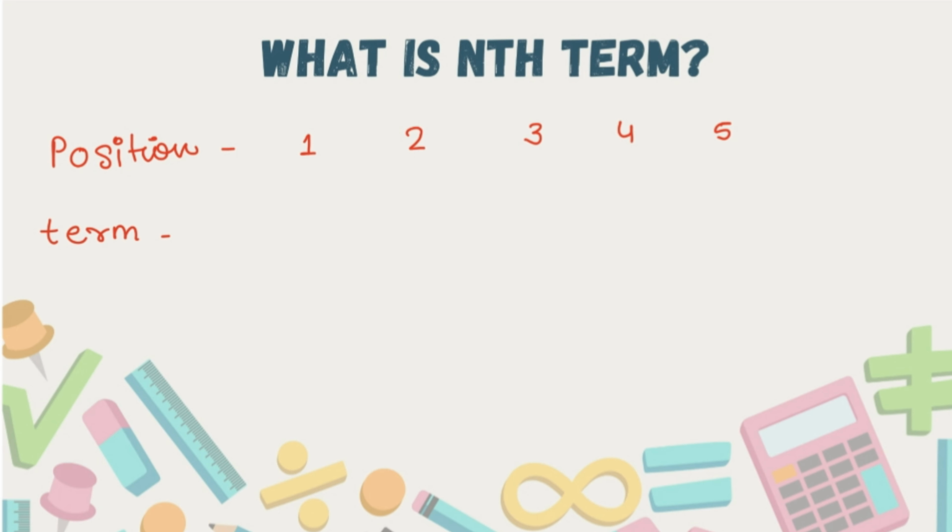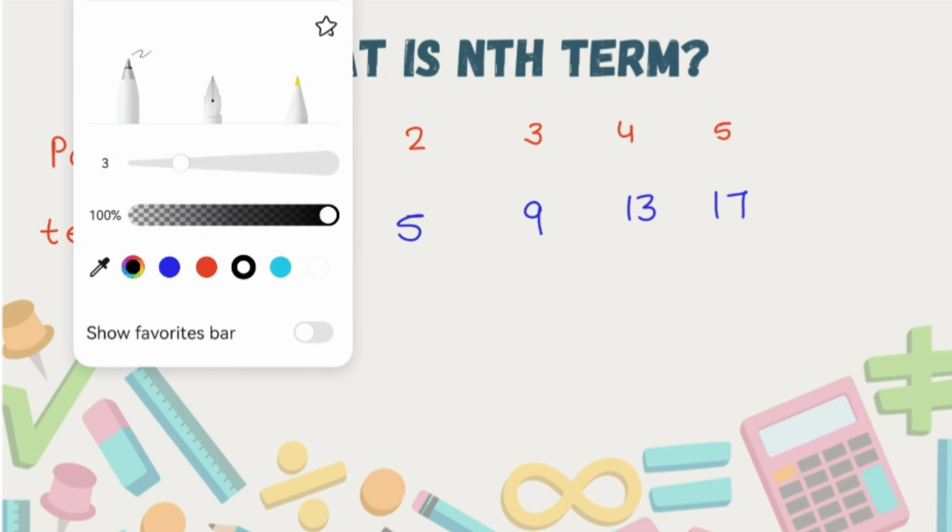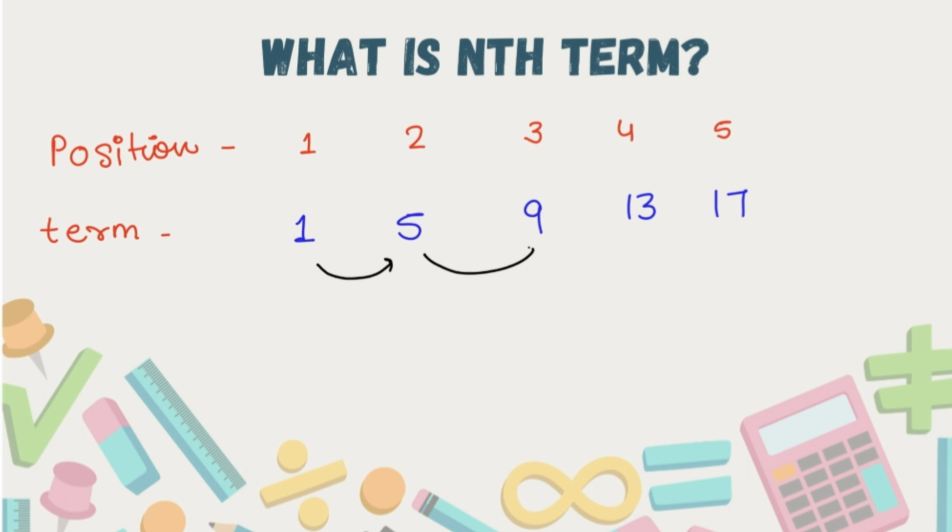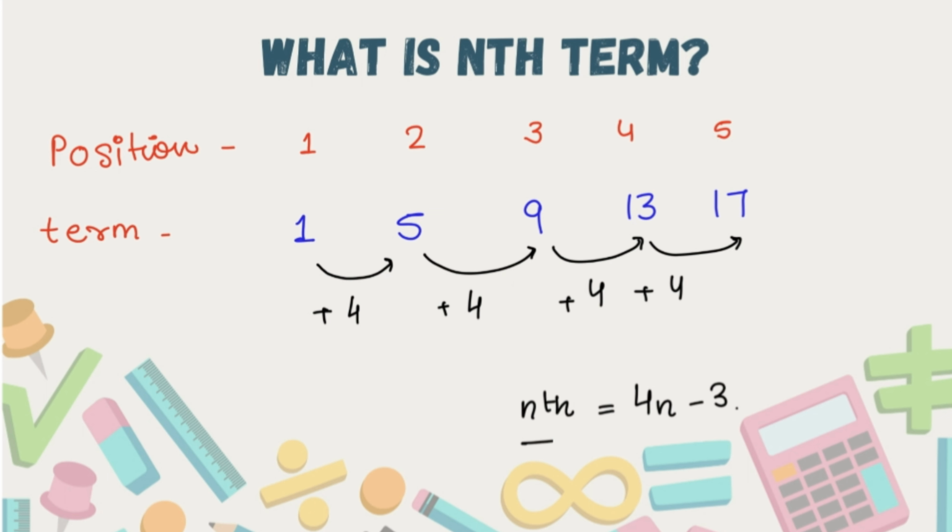With a linear sequence, the rule for the nth term can be deduced by looking at the common difference. For example, let's take a sequence: 1, 5, 9, 13, and 17. This is my sequence. Can you identify the difference over here? The difference is positive 4. So can you give me the nth term over here? The nth term will be 4n minus 3.